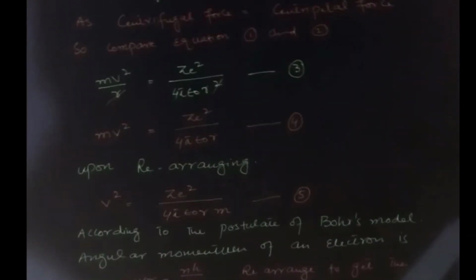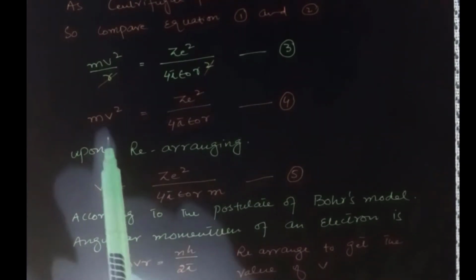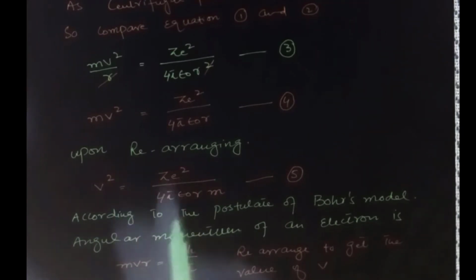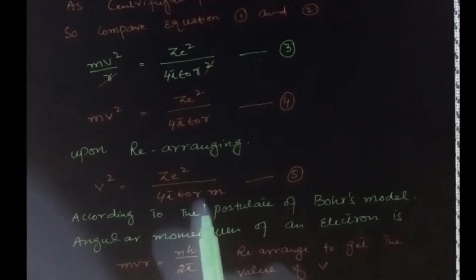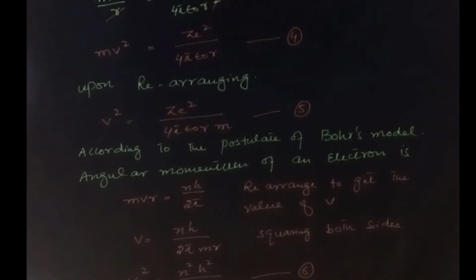When we rearrange this equation in order to get the value of v square, we carry m towards the right side, so v square is equal to Ze square divided by 4 pi epsilon naught r m. Now according to the postulate of the Bohr atomic model, which I discussed in the previous lecture, the angular momentum of the electron revolving around the nucleus, that is mvr, is equal to nh divided by 2 pi.